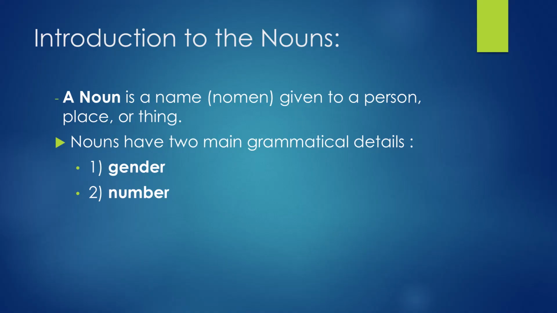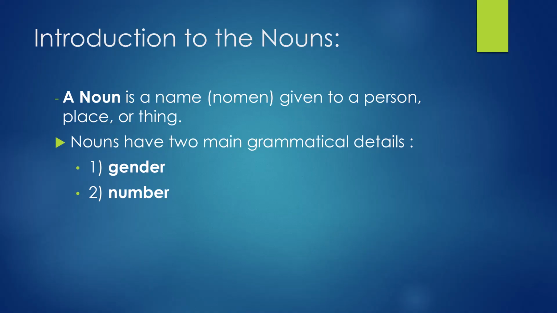And in Hebrew, nouns give us two grammatical details. Nouns give us a gender, and nouns give us the number. When you're looking at a noun, it is going to give you two important things, gender and number. Now let's look at the gender.